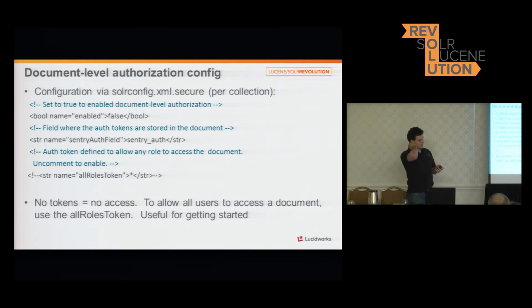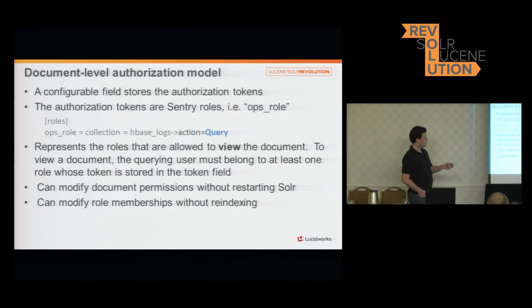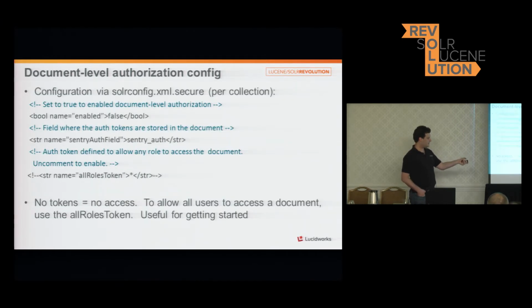So here is what the configuration section of the Sentry-provided Solr config looks like. It's pretty straightforward. You can enable or disable document level authorization. You can define the field where the tokens are stored. There's also something known as an all roles token. So the implication of this: the previous rule is that to view a document, you must belong to at least one role whose token is in the document, which means that if you have no tokens, no one has access.